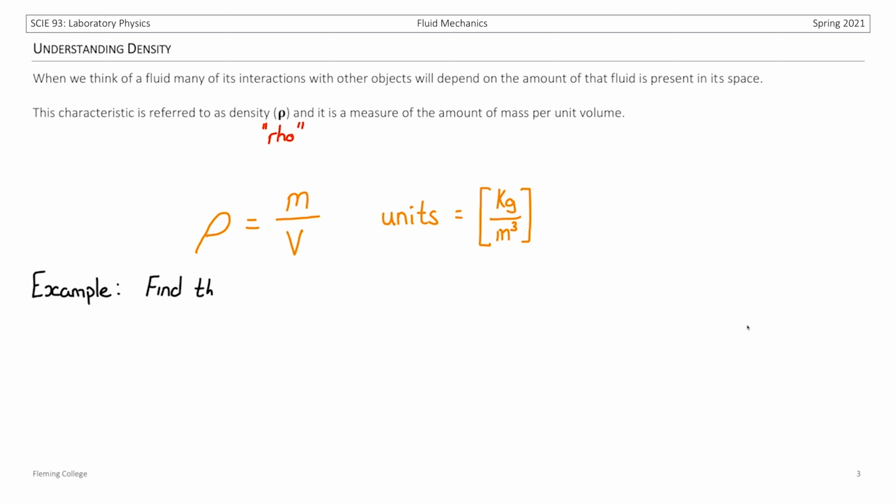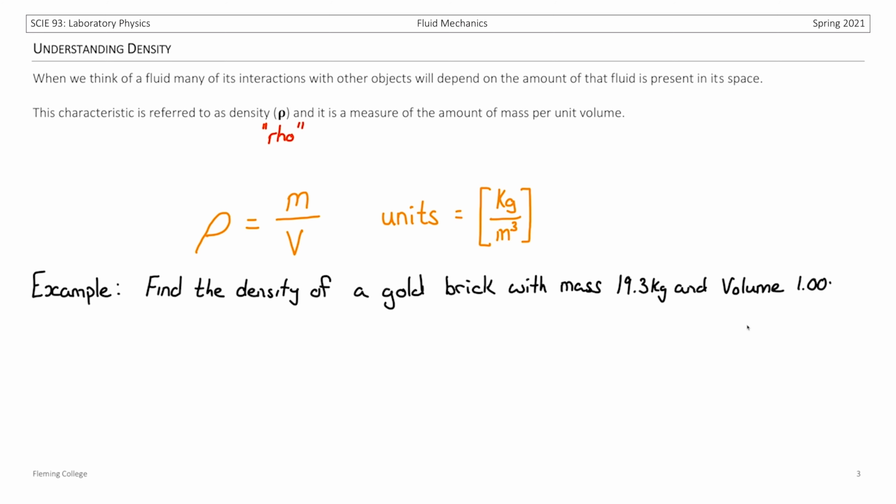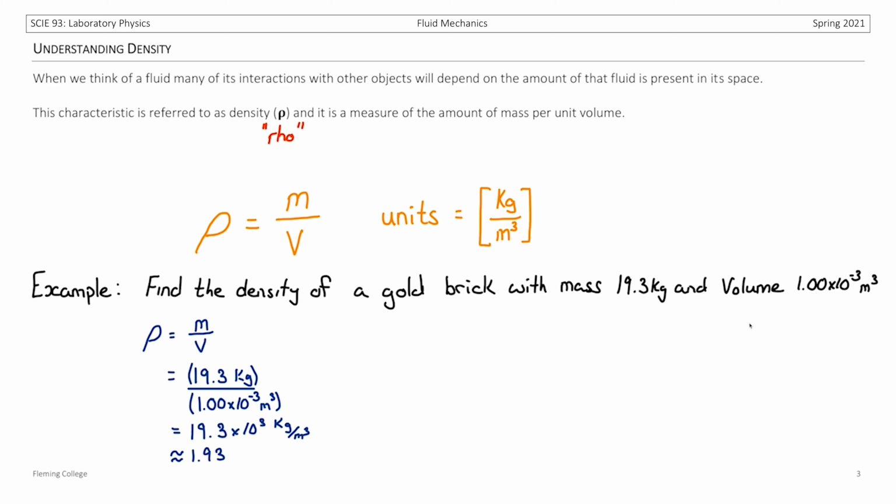Find the density of a gold brick if you know the mass is 19.3 kilograms and the volume that it occupies is 1 times 10 to the negative 3 cubic meters. So we grab our formula, rho is equal to m divided by v. We input our values that we know, 19.3 kilograms and 1.00 times 10 to the negative 3 meters cubed. This would give us 1.9 times 10 to the 3 kilograms per meter cubed, or more appropriately formatted in scientific notation, 1.93 times 10 to the 4 kilograms per meter cubed.